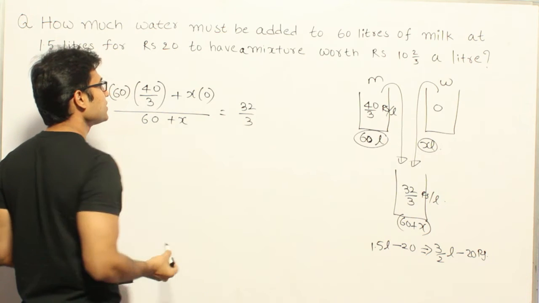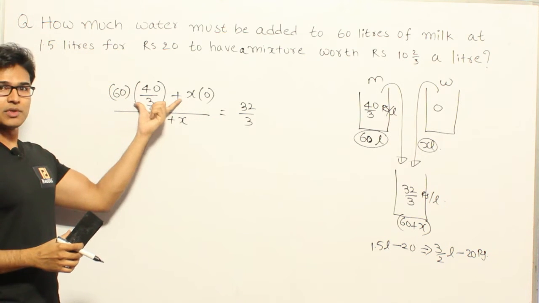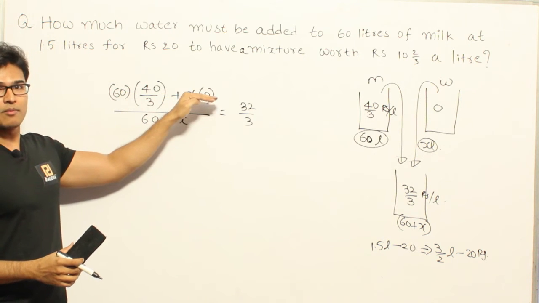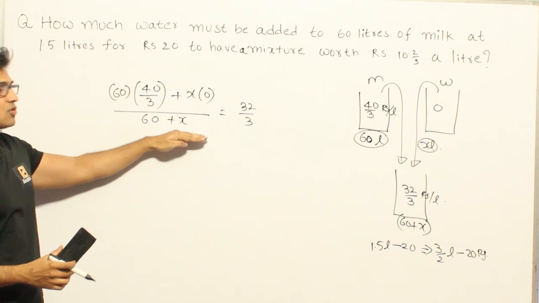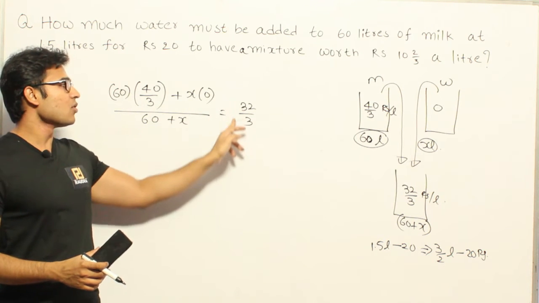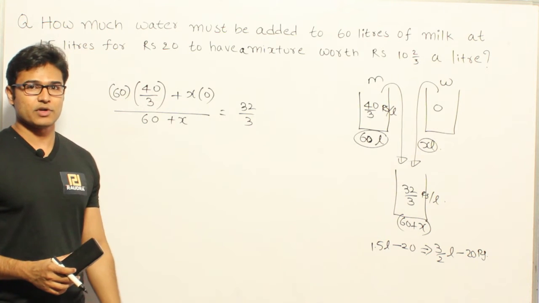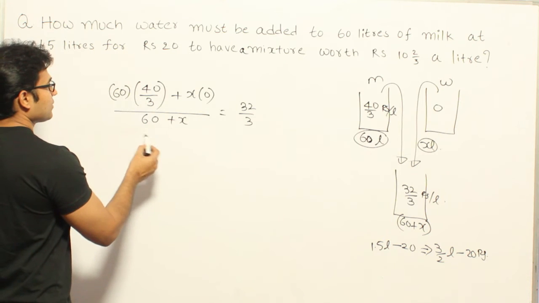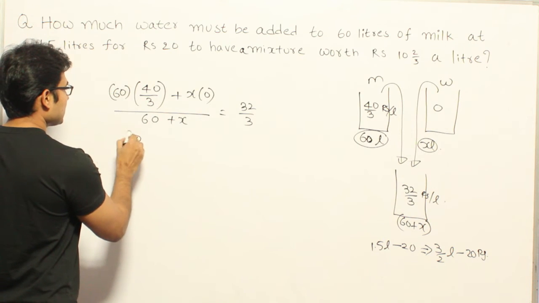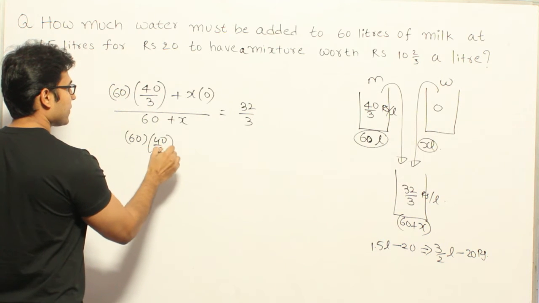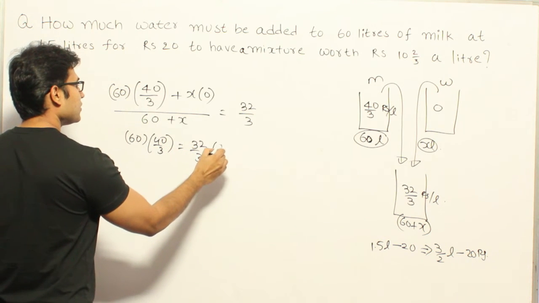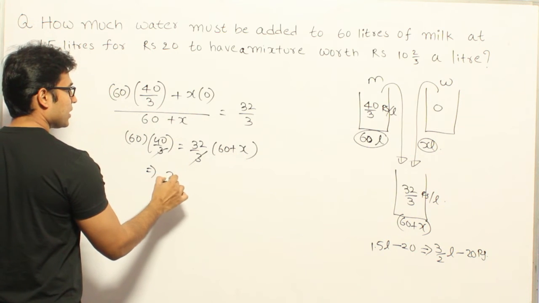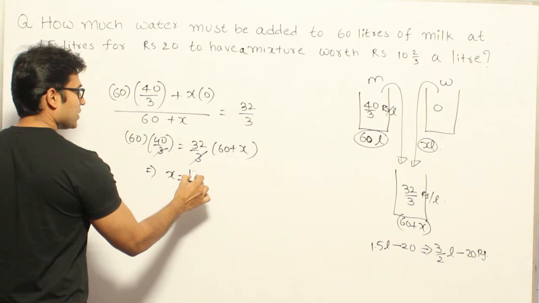32/3. So how do I write this? See, the total cost per liter is going to be total cost of the milk plus water divided by total volume. This is going to give us the overall per liter cost. Are you getting this? Now it is in that formula, or you can directly solve it as well. So what is it? It is going to be 60 into 40/3 is equal to 32/3 into 60 plus x, right? Now you are going to get x equal to 15 liters, right?